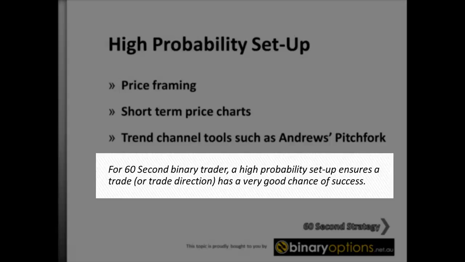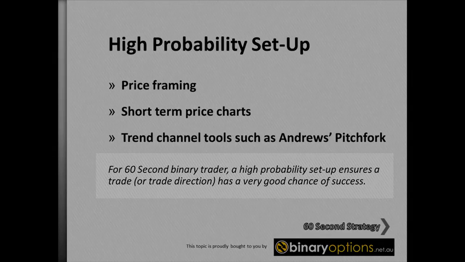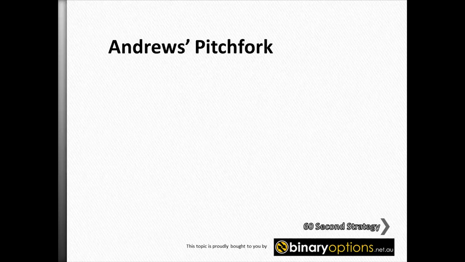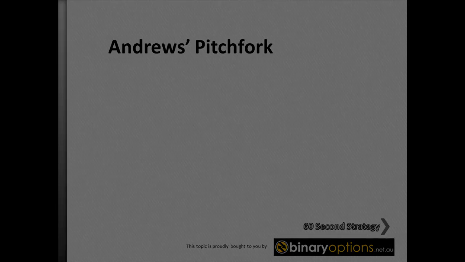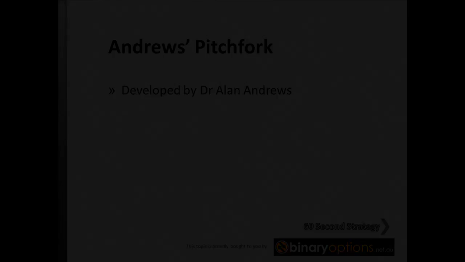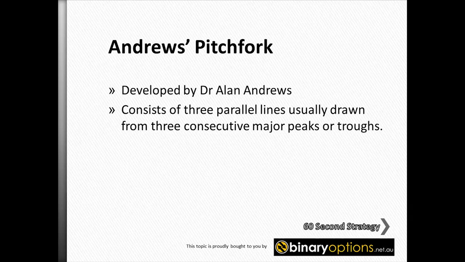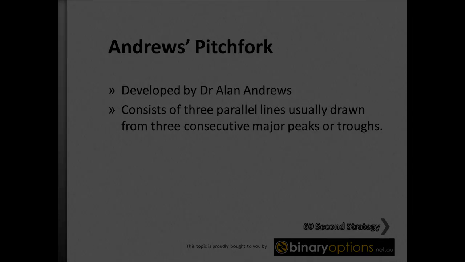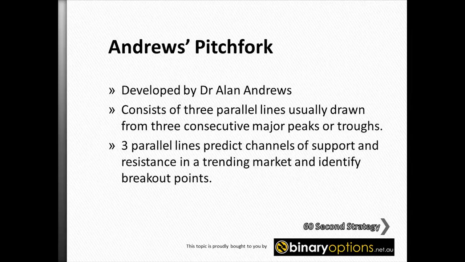Price framing with a channeling tool such as Andrew's Pitchfork is very successful for high probability trading. Andrew's Pitchfork consists of 3 parallel lines drawn from 3 consecutive major peaks or troughs in either an uptrending or downtrending market. The channels themselves assist in identifying support and resistance levels in a trending market, as well as signaling price breakout points. Now we will turn our attention to a chart so binary traders can see the success of using a channeling tool such as Andrew's Pitchfork to trade for profit.